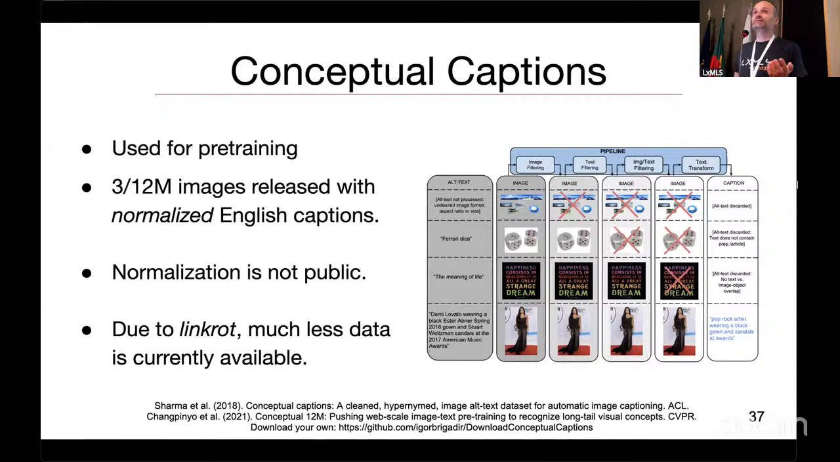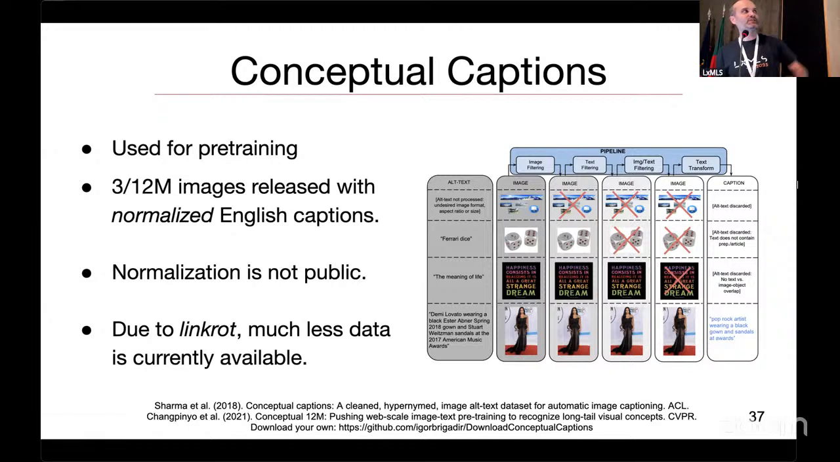There's a dataset like Conceptual Captions, which was released by Google in 2018. This previously has been used for pre-training vision language models, where they had a collection of normalized English captions, where you would go from the original alt text through a sequence of normalization steps in a pipeline, so you could transform from something like Demi Lovato wearing a black Esther Abner Spring 2018 gown and so on, into pop rock artist wearing a black gown and sandals at award ceremony. The thing on the left is this kind of weakly bound multimodal data that's hard to learn from.